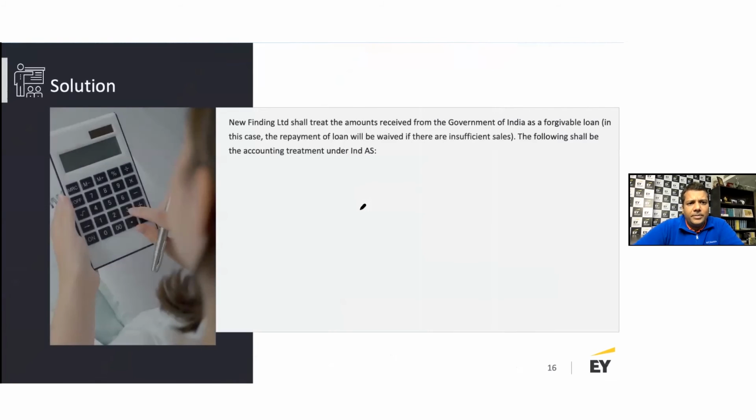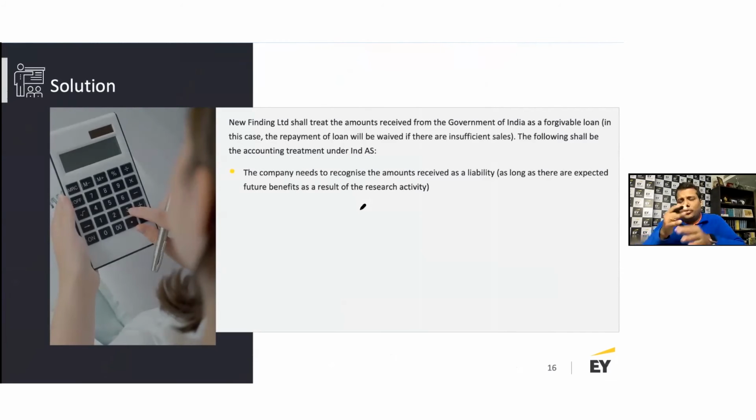New Finding Limited shall treat the amount received from the Government of India as a forgivable loan. In this case, the repayment of the loan will be waived if there are insufficient sales. The following shall be the accounting treatment under Ind AS. The company needs to recognize the amount received as a liability. So on initial recognition it is a liability because you're not sure, right? And then at every measurement period, you have to assess whether there is a likelihood of making this repayment.